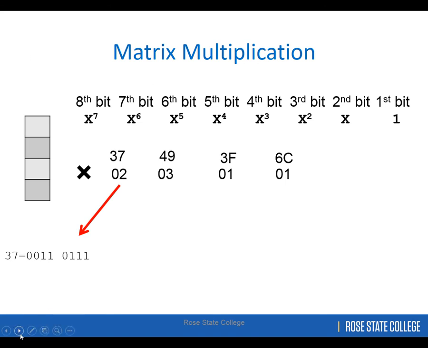Now I'm going to bring up my pen right here. So 37 is equal to 0, 0, 1, 1, 0, 1, 1, 1. Y'all agree? Okay. Cool. So what values for x do we have right now? We have x to the 5th, x to the 4th, x squared, x, and 1. Okay. You see that? Okay. So that is what we get for the first part. So 37 becomes x to the 5th.